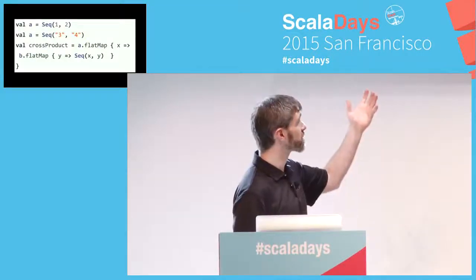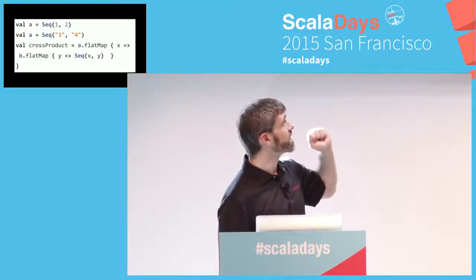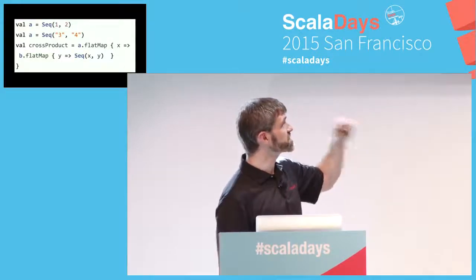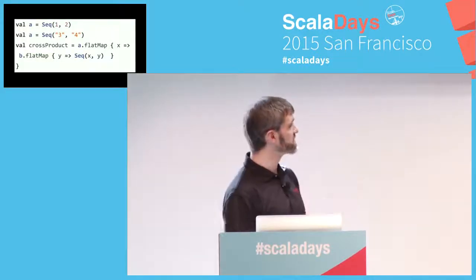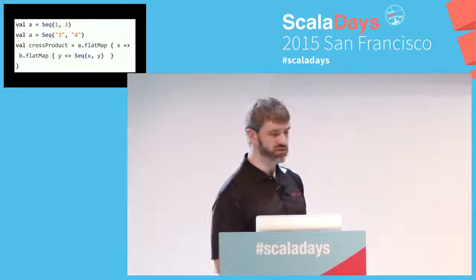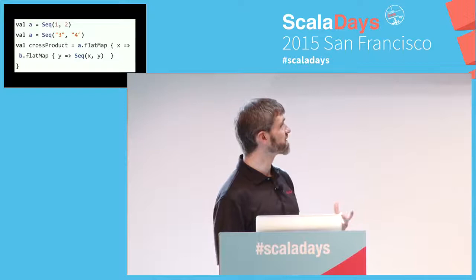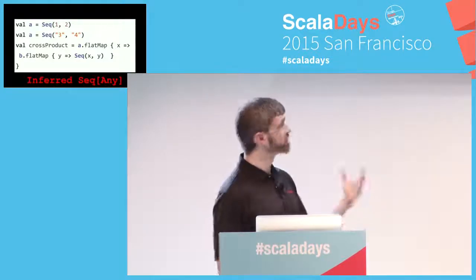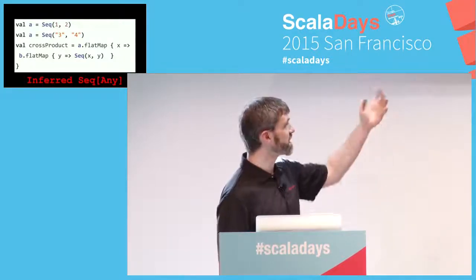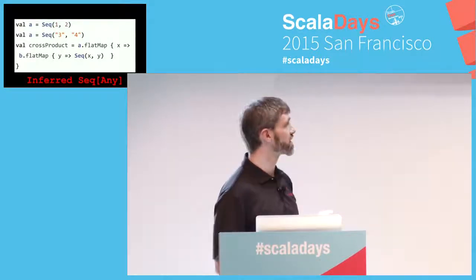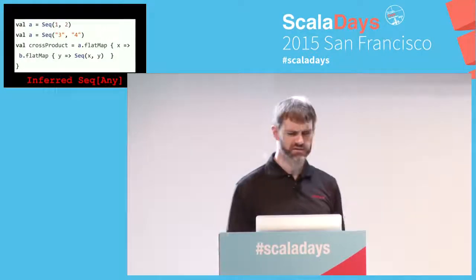Here's another piece of code where I'm doing something similar. I have a sequence of integers, a sequence of strings, and I'm jamming them together into a new sequence to produce the cross product. And instead of a compiler message warning me that I've done something dumb, it happily infers a sequence of Any for the cross product sequence. This isn't what I want.